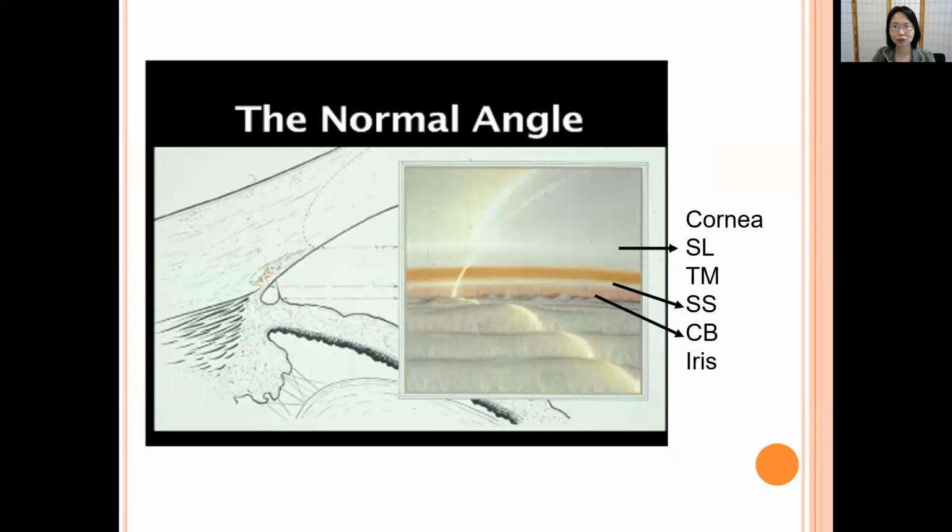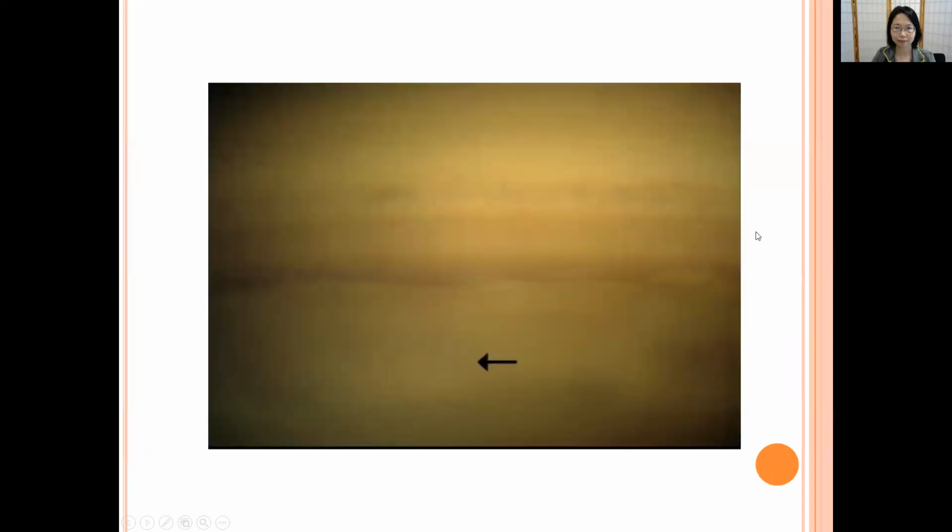Here is just an illustration, again, reminding you of the structures: scleral spur, trabecular meshwork, and you also have, scleral spur is here. This is Schwalbe's line. So again, trabecular meshwork, scleral spur, ciliary body band, and iris, and cornea is up there.